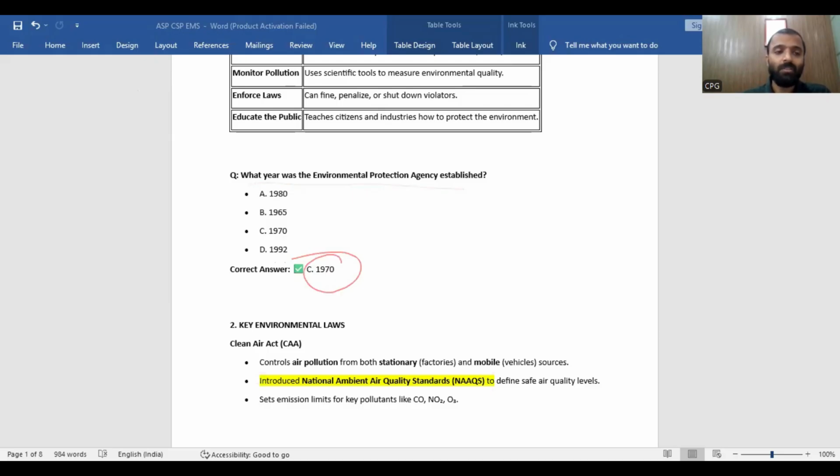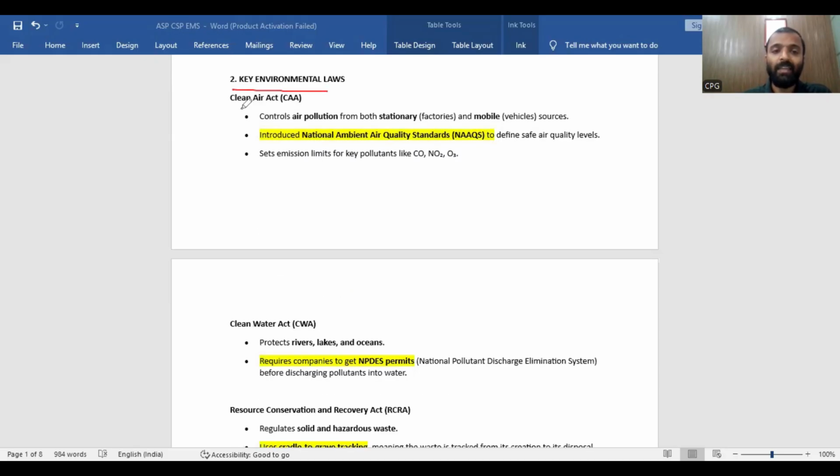Key environmental laws. What are the environmental laws? Clean Energy Act. I'm very sorry, it always comes out like Clean Energy Act. It's not Clean Energy Act, it's Clean Air Act, CAA. It's a very important act.